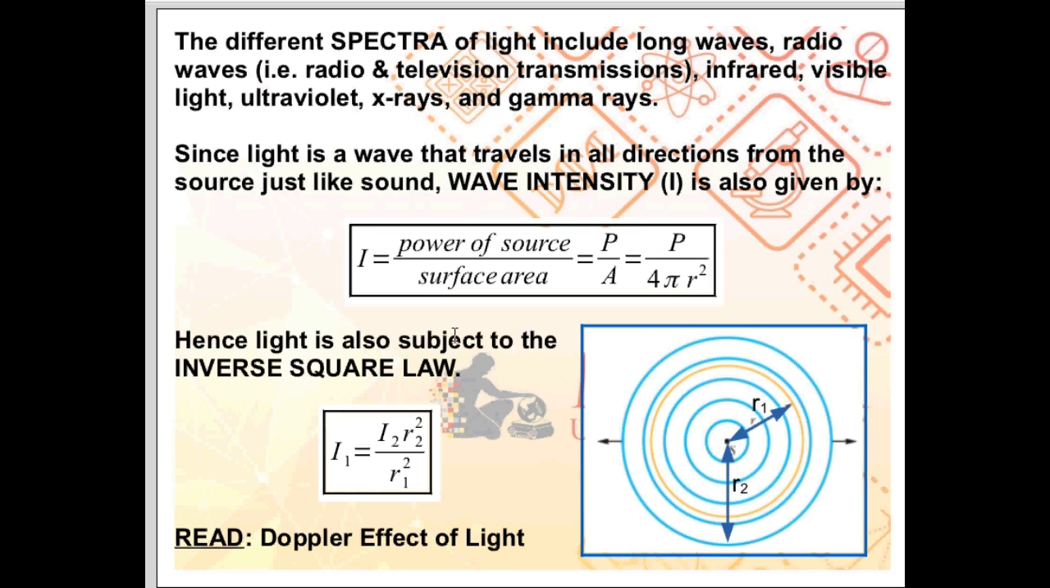For a more complete picture of the behavior of light, you might want to read up on the concept of the Doppler effect of light. You might want to consider this as a reading assignment. What happens when both the source of the light wave and the observer are moving with respect to each other? We have what is referred to as the Doppler effect of light.